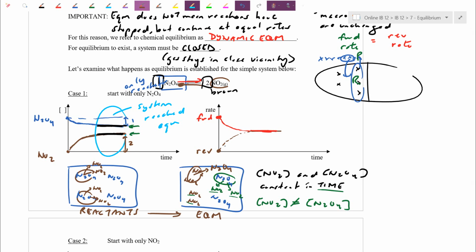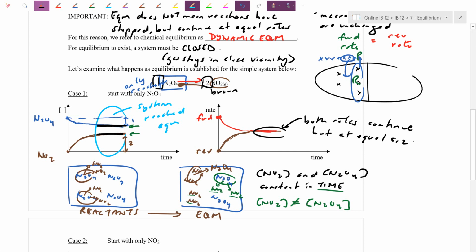It's not that either of the rates are 0. It's not that the forward reaction has stopped or the reverse reaction has stopped. Both rates continue. Let's make a note here. Both rates are still happening, but at equal magnitude. As the NO2 is becoming N2O4, the N2O4 is becoming NO2. So just introducing to you some of these concepts of equilibrium. This is case number 1. We start with pure reactants.